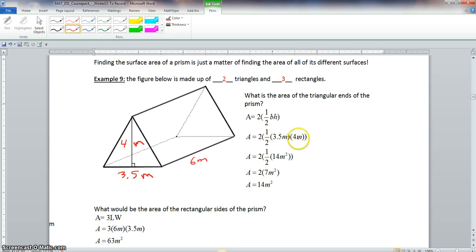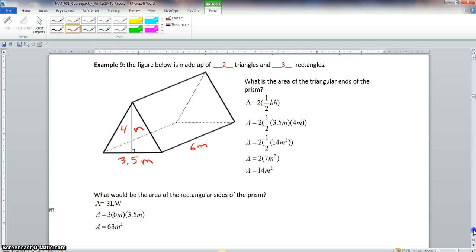So we will multiply everything. Well, we'll take 3.5 times 4, which gives us 14, and meters times meters is square meters. So now we would take half of 14, which gives us 7, and we'll have 7 square meters, and 2 times 7 is 14 square meters. That is the area of these triangles. Okay, now we go to the next question.